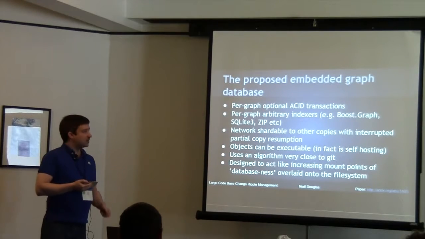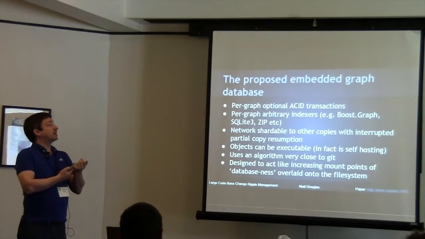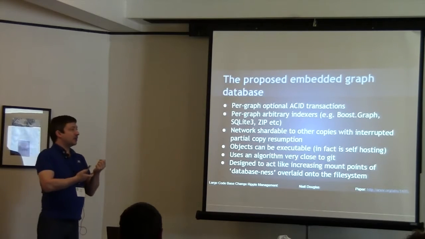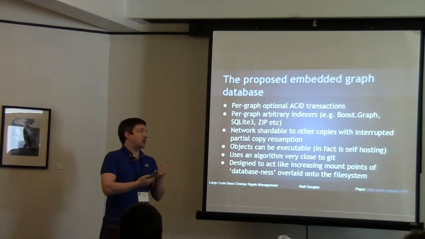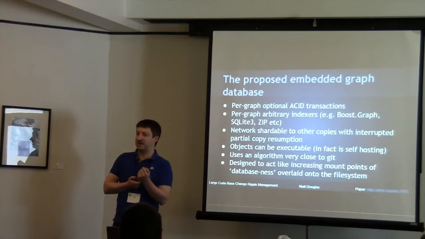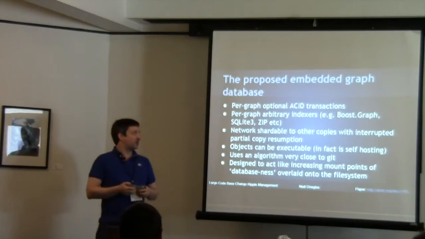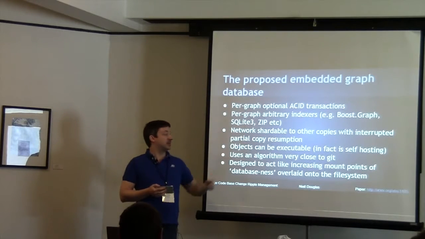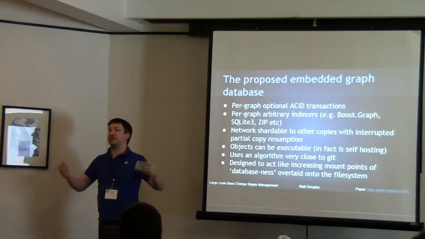Another few minor options. There are optional ACID transactions, so if you want atomic transactions, you can do that. If you want some arbitrary indexer, so if I want to index my stuff using a weird comma-separated value file, the framework has no trouble with that. I propose simply Boost Graph as the most obvious. You can use SQLite 3 if you so choose, or Zip. Basically, the content is quite separate from the indexing.